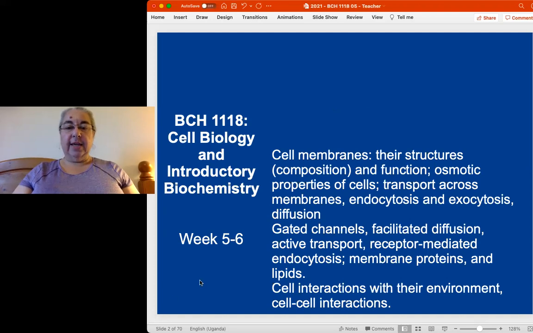So this is a summary of your syllabus for this part of the topic. Today we're going to be covering cell membrane structure and function, osmotic properties, transport, different sorts of channels, diffusion, all these things. And then next time we're going to be covering cell interactions with their environment and cell-cell interactions.